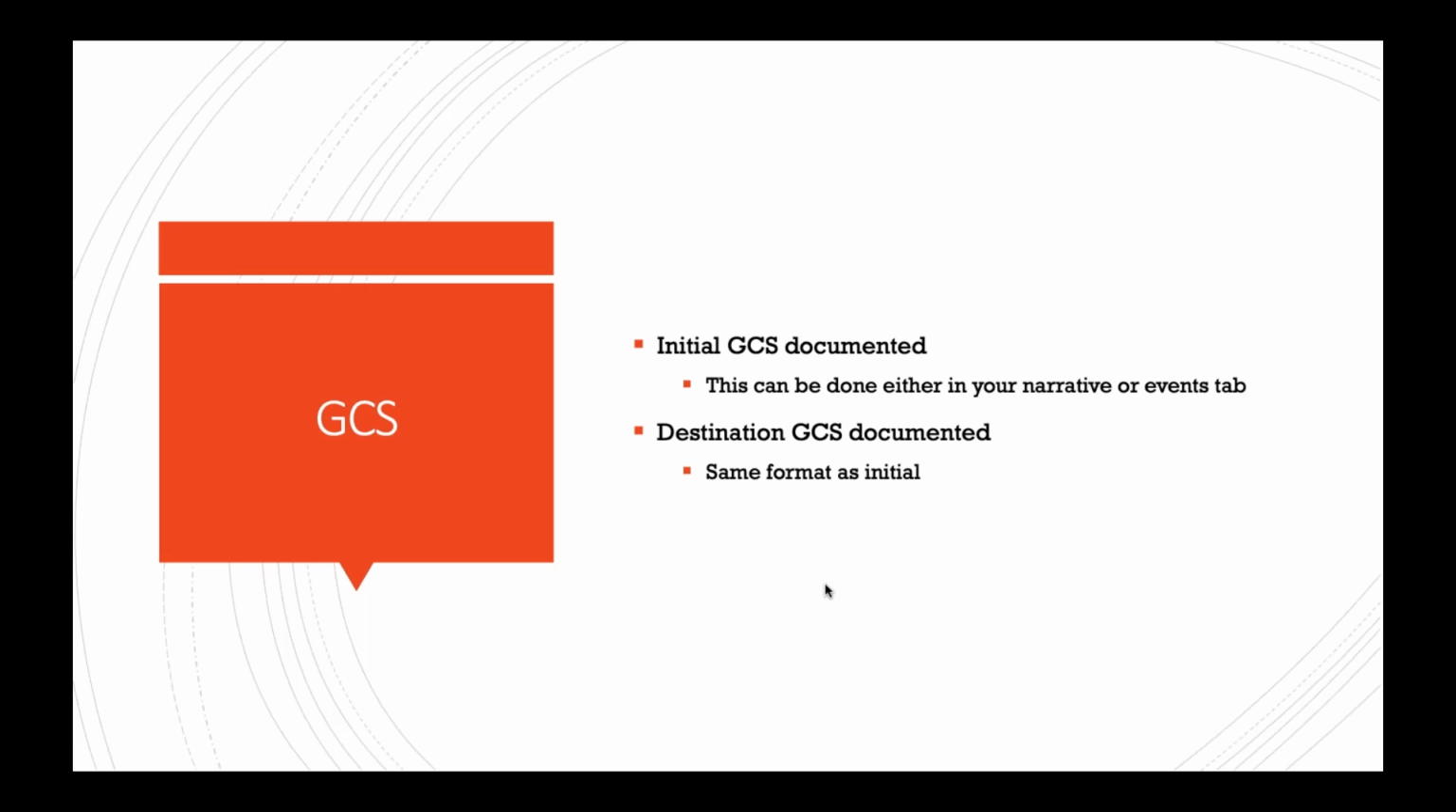And then, generally, you should have another GCS documented when you reach that destination of wherever you're going. Did that GCS stay the same? Was it lower? Or did it get better? We don't know that if it's not documented. So you can use the same format as above, place it in your narrative, or put it in the events tab where you can fill out your GCS along with your vitals.